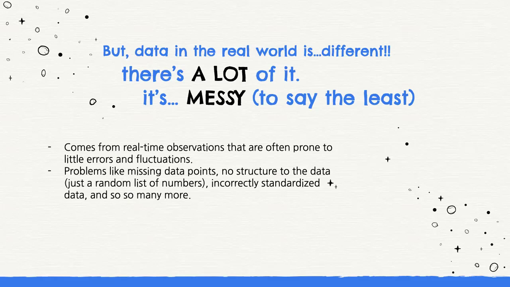There are always problems like missing data points. There might be a weird structure. There might be different units that you need, and it might not be standardized. There are just so many things that are typically happening when you look at real, true, raw data.